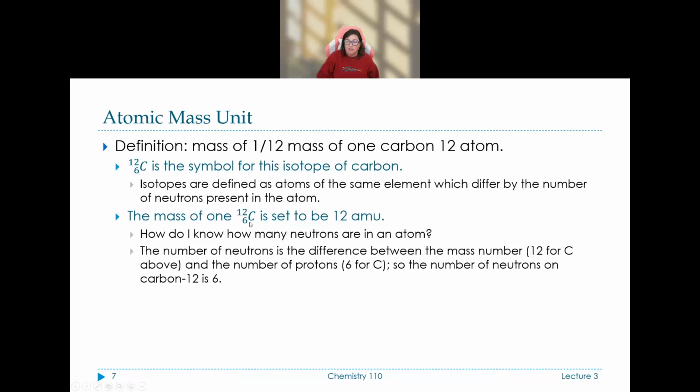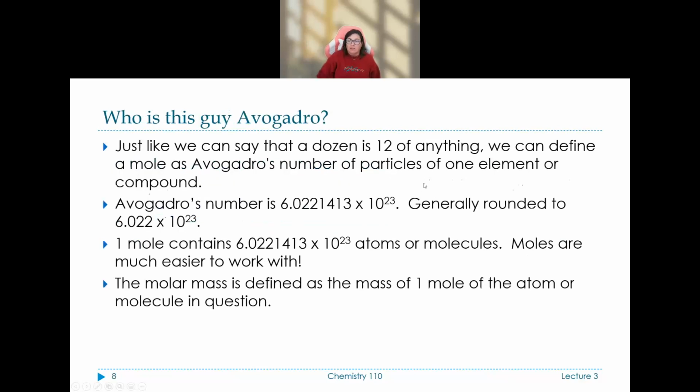The mass of carbon-12 (12C, with atomic number 6) is set to be 12 AMU. How do I know how many neutrons are in the atom? The number of neutrons is the difference between the mass number, 12 for C above, and the number of protons, 6 for C. So the number of neutrons in carbon-12 is 6, right? So that's how we define that mass. 1/12 of the mass here is 1 AMU. And of course, this is set to be 12 AMU, all right? Okay, that's awesome. Why is that important? Well, we'll get there.